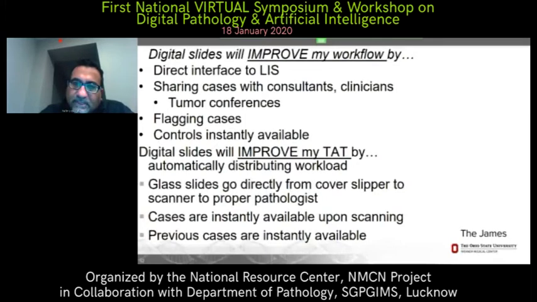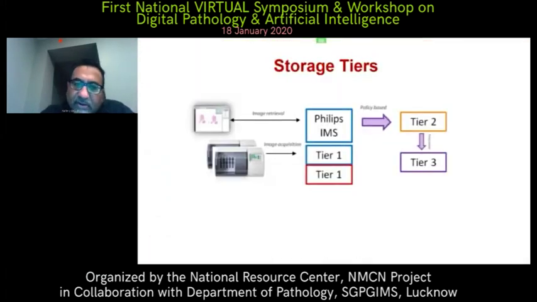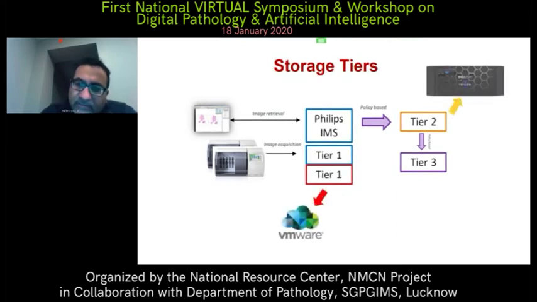This is the storage strategy that we have. We have an image retrieval through the image management system. Then we have image acquisition, which is at 3 tiers. Tier 1 is hot storage, where images are instantaneously available. Then we have a policy-based tier 2 and a policy-based tier 3. So we decide how many of those images are then moved to tier 2 and tier 3. We use different vendors for this. Scality is the vendor that we use for our tier 3 storage.